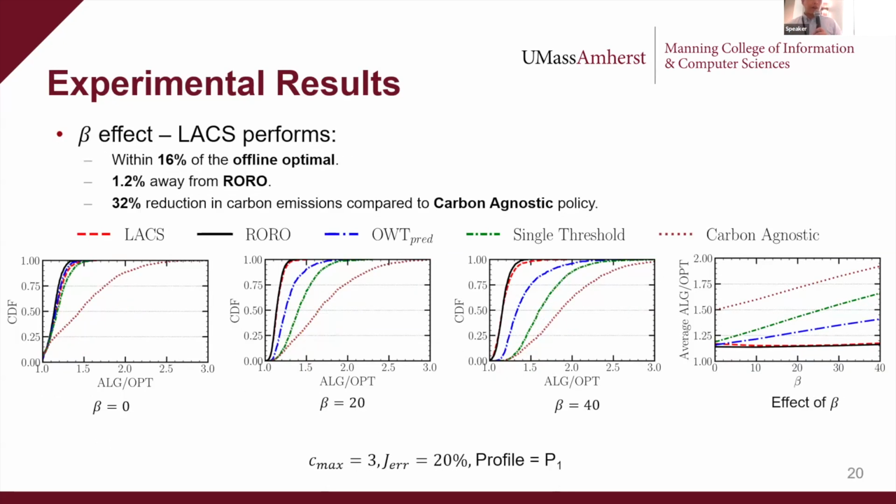And if we also consider the effect of the switching parameter beta, a higher value of beta leads to a higher empirical competitive ratio for algorithms that do not consider switching emissions. However, increasing beta does not affect the relative performance of algorithms that do consider the switching overhead, such as RoRo and LACS. And it has these improved numerical performance.